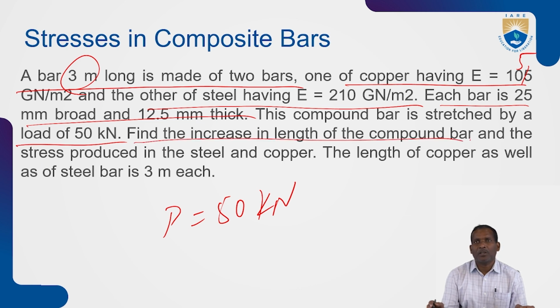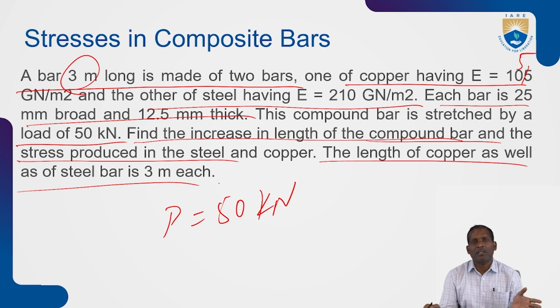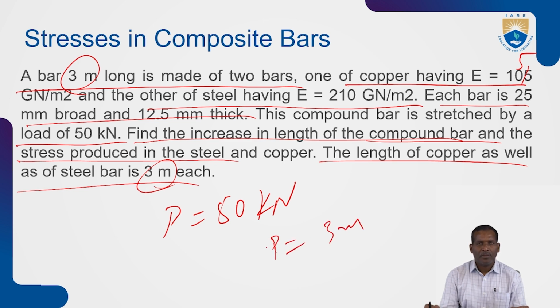Find the increase in length of the compound bar and the stress produced in the steel and copper. The length of the copper as well as of the steel bar is 3 meters each. So already given here, the combined bar is 3 meters. Now we need to calculate the increase in length of the compound bar. How much increase? Delta L.